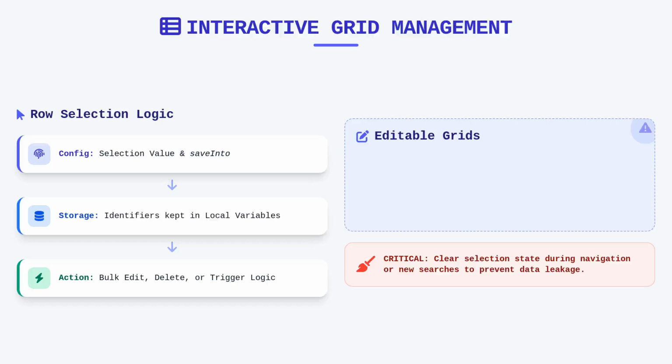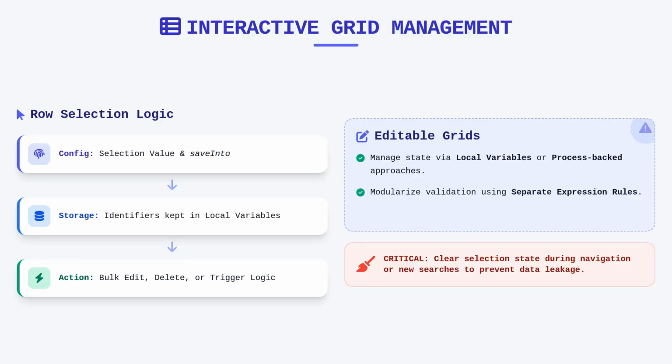If you are building an editable grid, you enter a different paradigm where you must manage individual row state changes via local variables or a process-backed approach. Because editable grids require more complex validation logic to ensure data integrity, I strongly recommend keeping the logic for updating those fields as clean and modular as possible by leveraging separate expression rules for your validation logic.